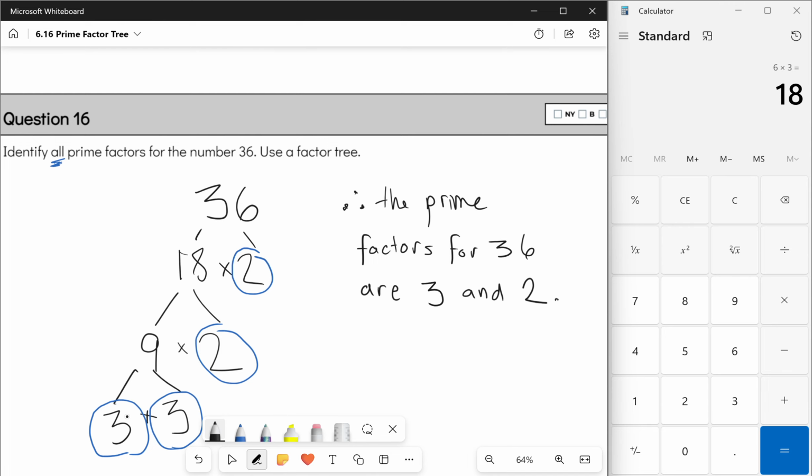And here's the amazing thing. If we did this right, then they should all multiply together to create 36. Let's give it a test. We've got 3 times 3 times 2 times 2 equals 36. So that's how we know we did our factor tree right. All of our circled prime numbers should multiply together to create our number at the top.